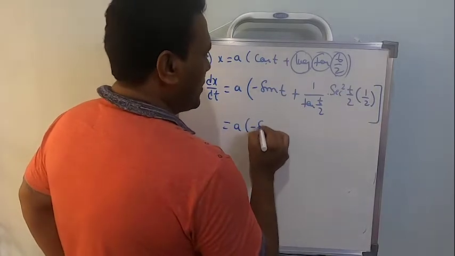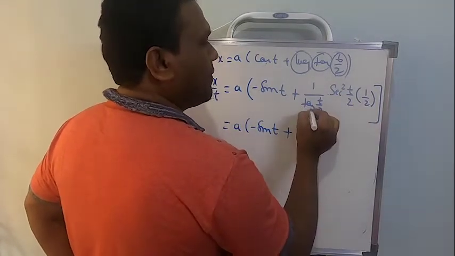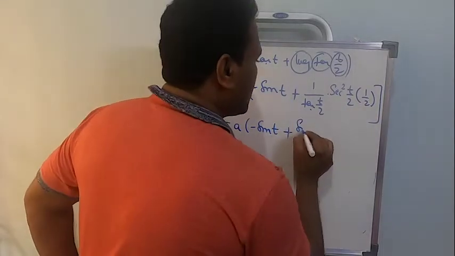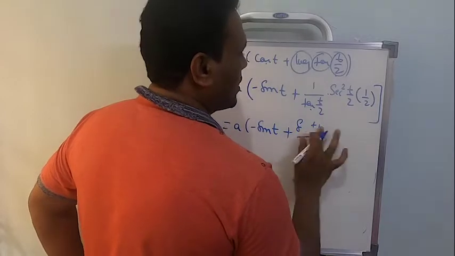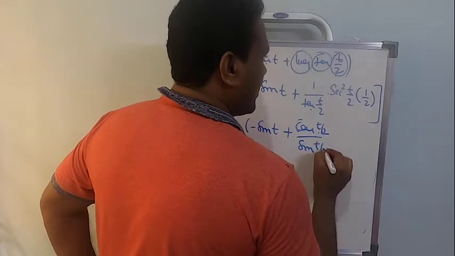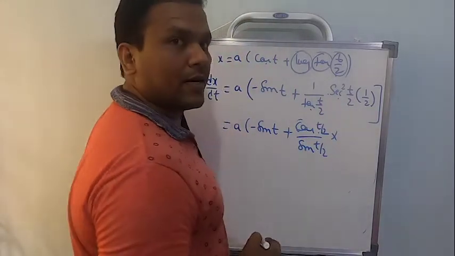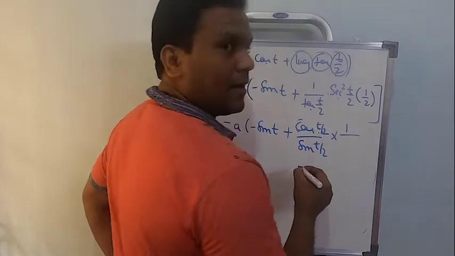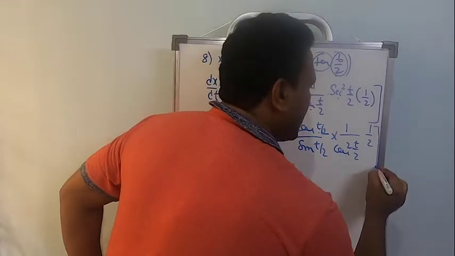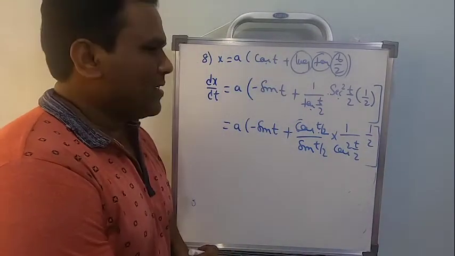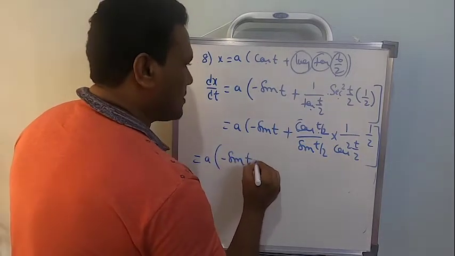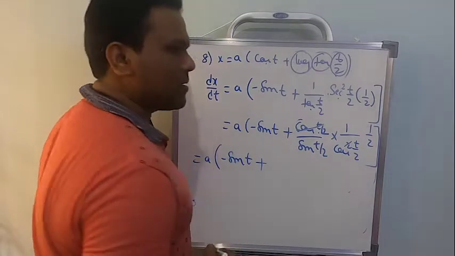So a multiplied by minus sin t plus, we have 1 by tan. What is 1 by tan? 1 by tan is cot. Cot can be written as cos t by 2 by sin t by 2, multiplied by secant square. Secant square can be written as what? 1 by cos square. So 1 by cos square t by 2, that's multiplied by 1 by 2. Everything is based on trigonometry, as I said in the earlier part. a into minus sin t plus 1, one power of cos I am going to eliminate.